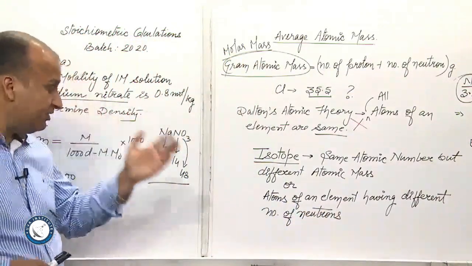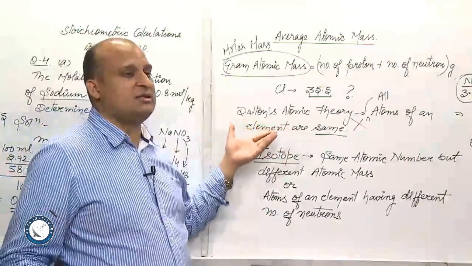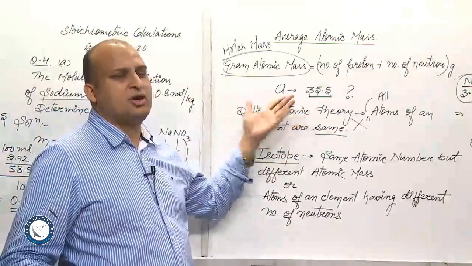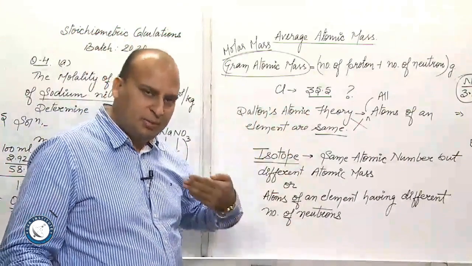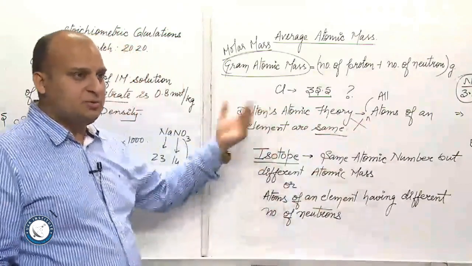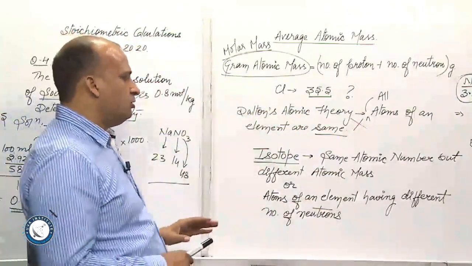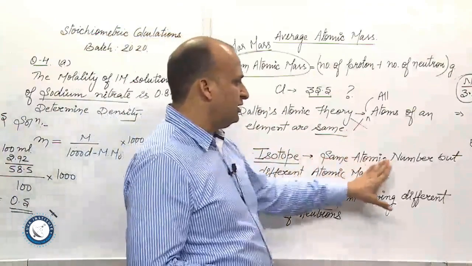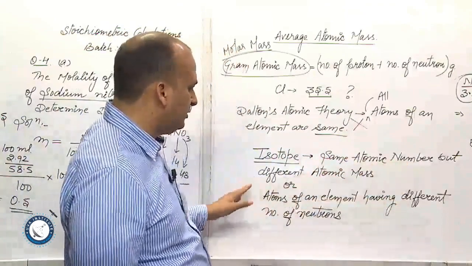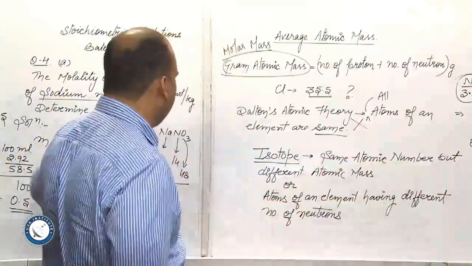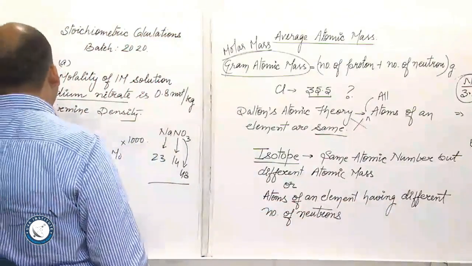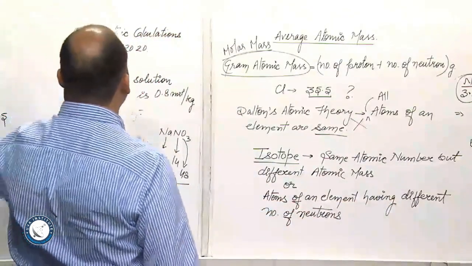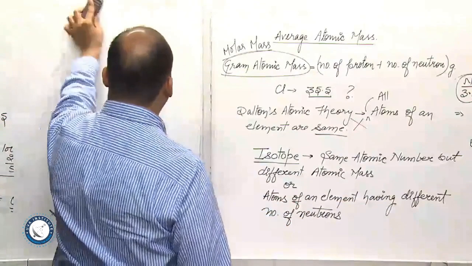See, this is the basic atomic theory. When it is atomic, so how come I can apply it to reactions? This point is wrong. So, isotopes have same atomic number but different atomic mass, or atoms of an element having different number of neutrons. Okay beta? So now the point is, what happens in a given sample?